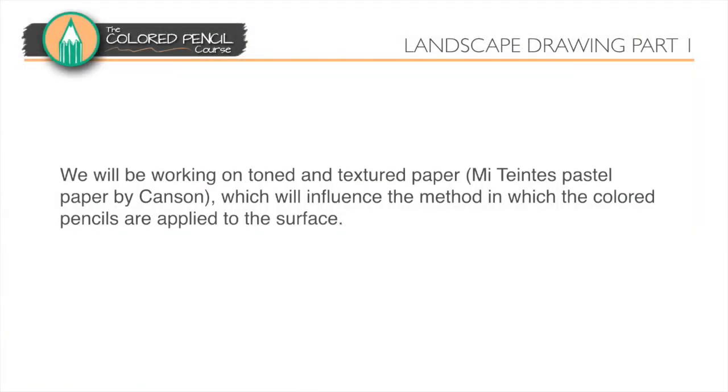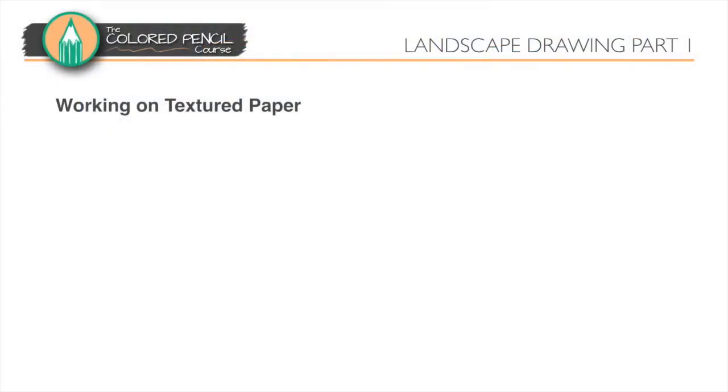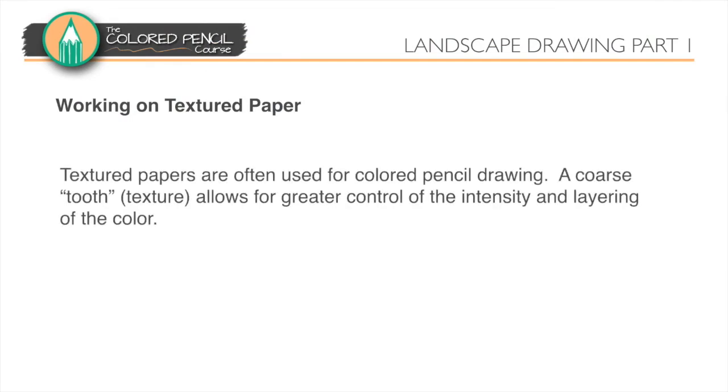We will be working on toned and textured paper, Mi-Teintes pastel paper by Canson, which will influence the method in which the colored pencils are applied to the surface. This paper comes in a variety of different tones. Textured papers are often used for colored pencil drawing. A coarse tooth, or texture, allows for greater control of the intensity and layering of the color.